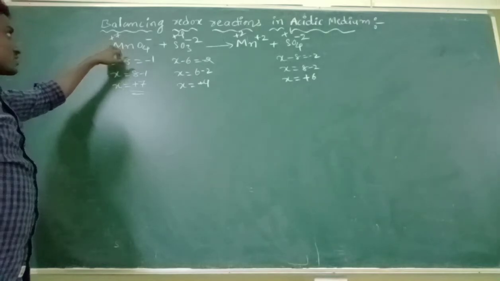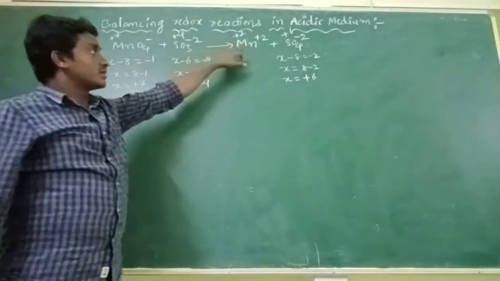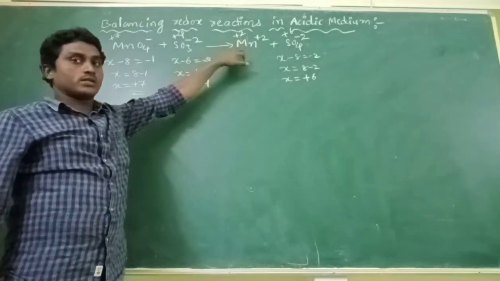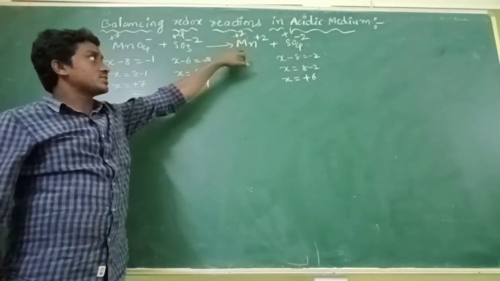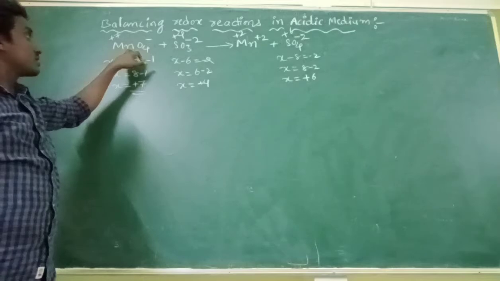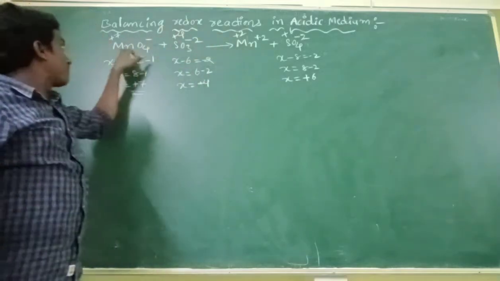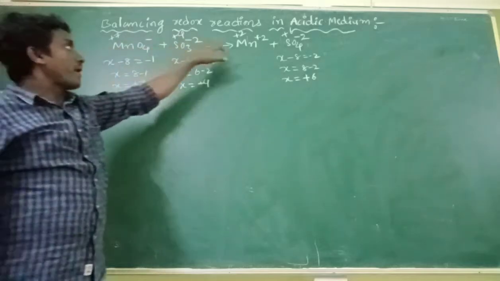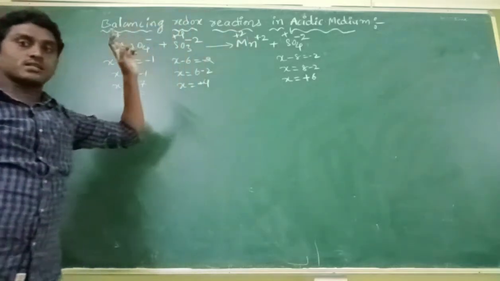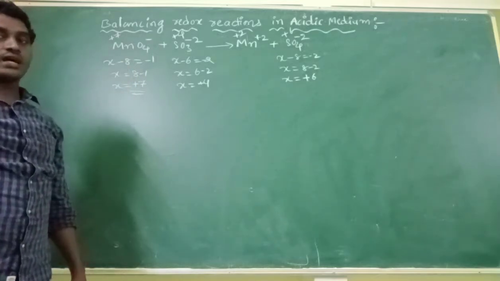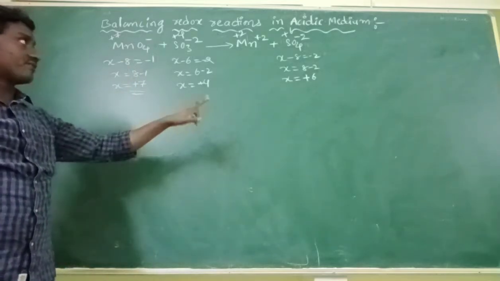Here in MnO4 minus the oxidation number is +7. It is changed to +2. This means the oxidation number decreases from manganese +7 to manganese +2. Oxidation number decreases, so it is a reduction reaction.